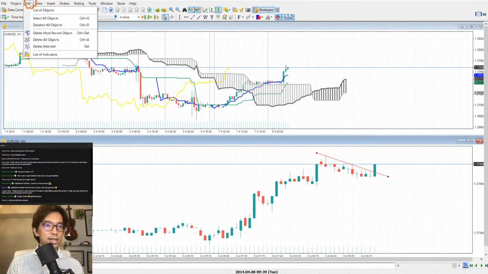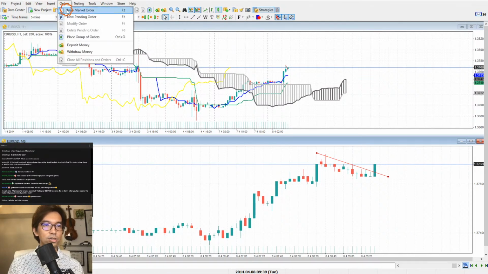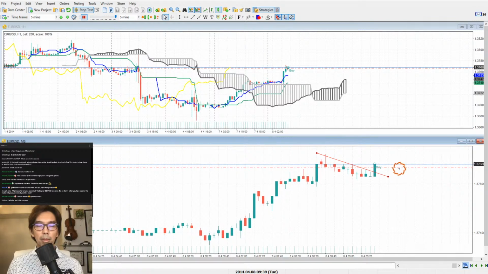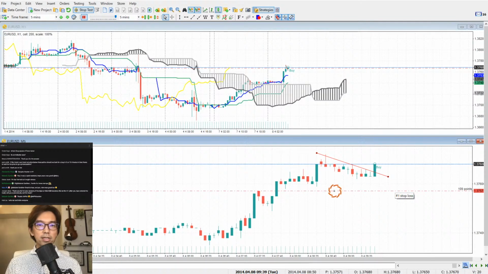Okay, what was it? The orders, new market order. And I just take a buy in whatever lot sizing. And I place the stop loss slightly below the recent low, which is at this level. Or to be safer, I will place it at this level because this is only like 10 pips of stop loss. So I think it's safer to place it this way. Slightly below the recent low, I place a stop loss.